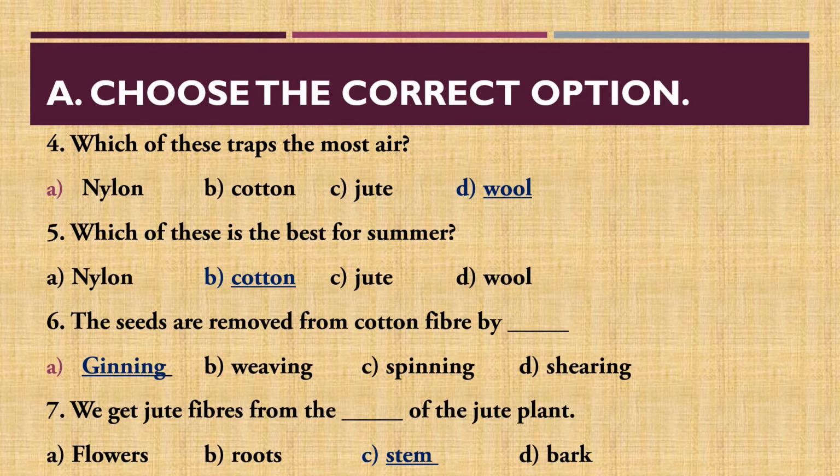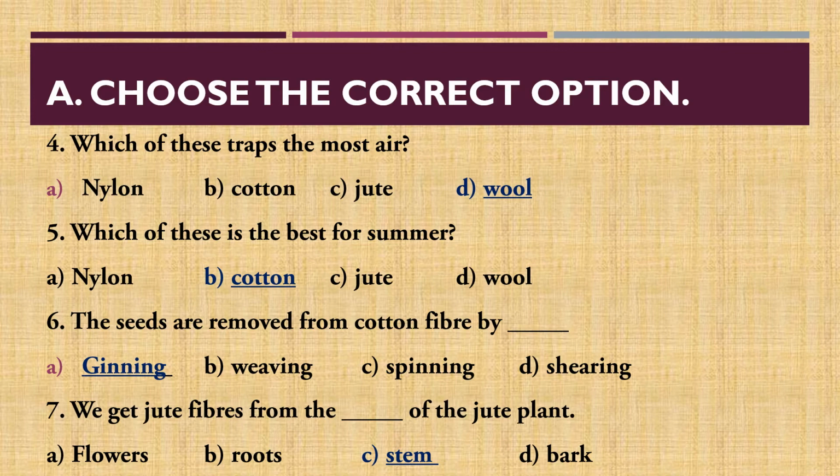Question 5. Which of these is the best for summer? A. Nylon, B. Cotton, C. Jute, D. Wool. Cotton is the best one to use for summer. Answer option B, cotton.